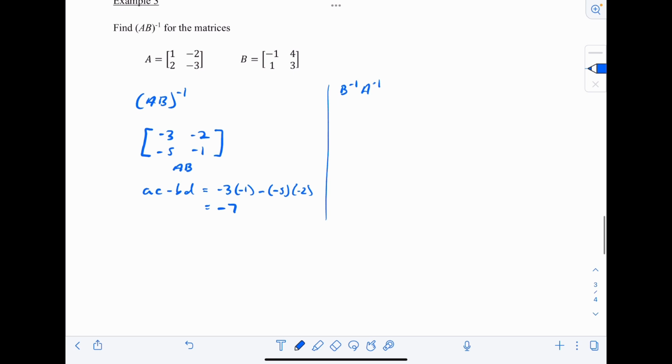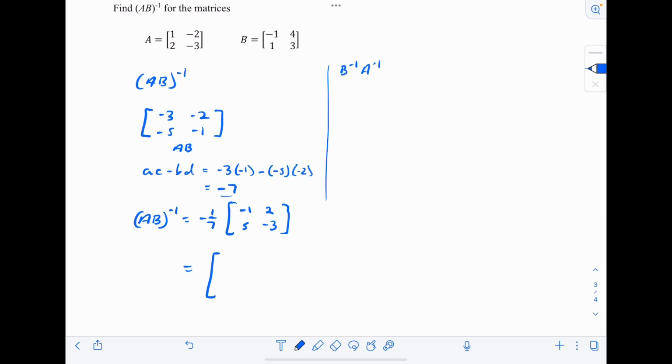All right, so to find the inverse now of AB, I'm going to take -1/7. Remember, just do 1 over that number that we just found. Then I'm going to flip the -1 and the -3, and the -2, -5 just become positive. So my final answer here is going to be +1 over 7, -2 over 7, -5 over 7, and +3 over 7. So that is the inverse of A times B, where we multiply A and B first, and then take the inverse.